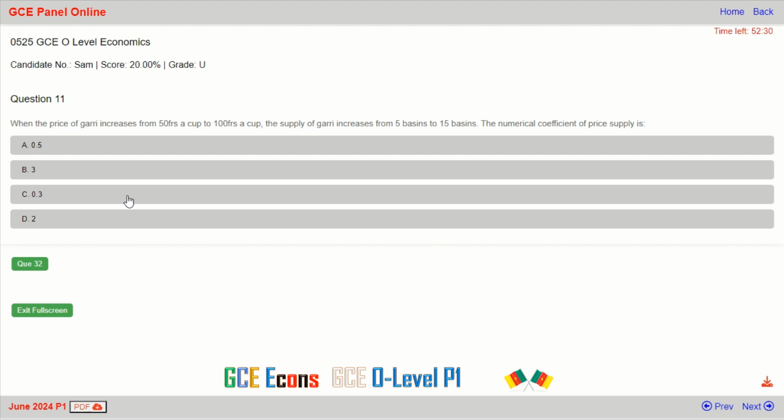The price of Gary increases from 50 francs to 100 francs a cup, and the supply of Gary increases from 5 basins to 15 basins. So what will be the numerical coefficient of price supply? In your calculations, as you already know the formula, the numerical coefficient is going to be 2. So we have 2.